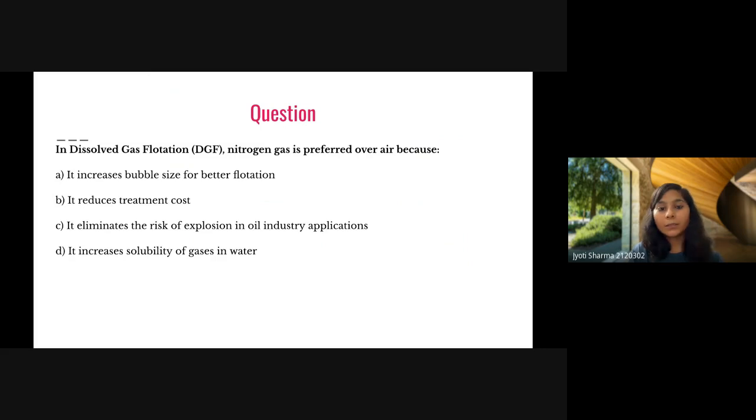Okay, the next primary equipment we are using is dissolved gas flotation. In dissolved gas flotation, nitrogen gas is preferred over air because it increases bubble size for better flotation. It reduces treatment cost. It eliminates the risk of explosion in oil industries application. It increases solubility of gas in water.